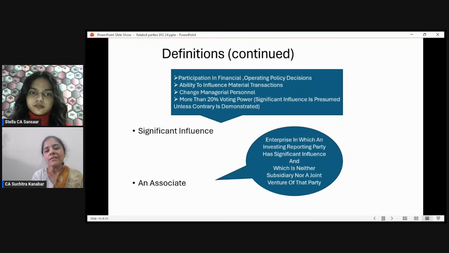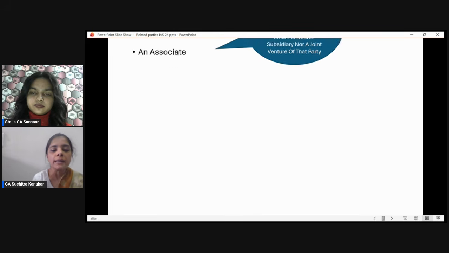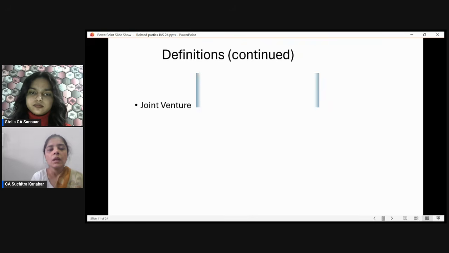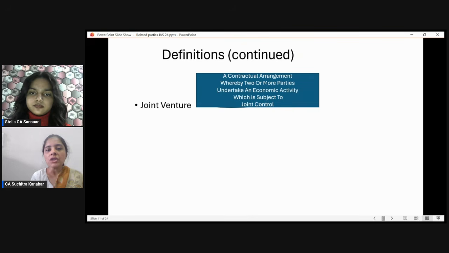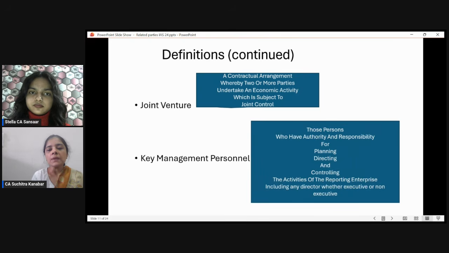Associate: an enterprise in which the investing reporting party has significant influence and which is neither a subsidiary nor a joint venture of that party. Joint venture means a contractual arrangement whereby two or more parties undertake an economic activity which is subject to joint control. Key management personnel are those persons who have the authority and responsibility for planning, directing, and controlling the activities of the reporting enterprise, including any director, whether executive or non-executive.